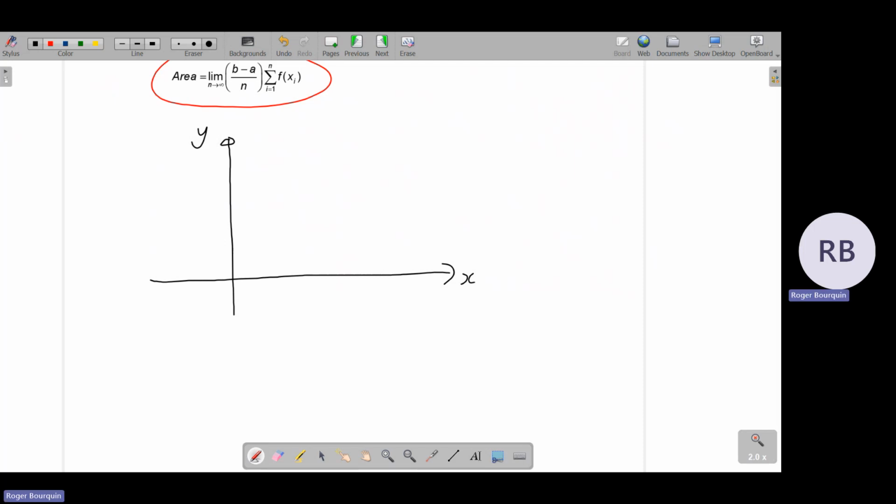So now we're looking for the area under some function f. We've got a function, whatever it may look like, between a and b. And I want the area bounded by the x-axis and those boundaries. Capish? So I'm looking for this yellow area over here.